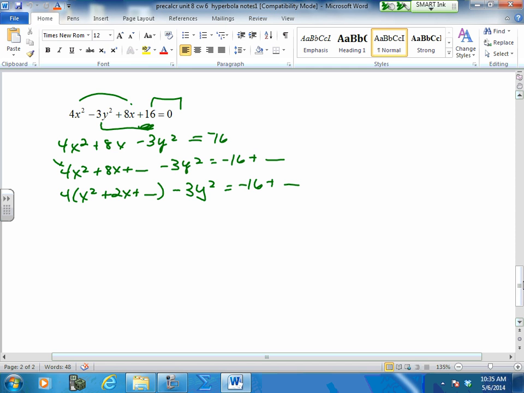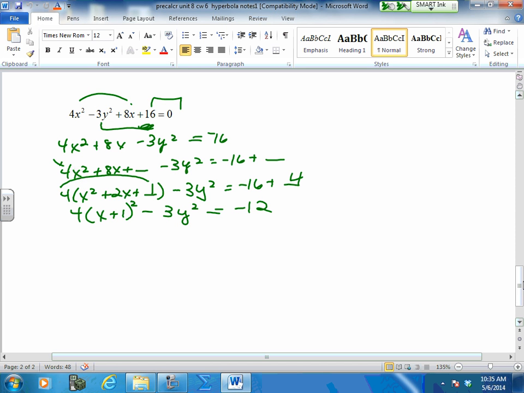Now, inside your parentheses, what's half of 2? 1. What's 1 squared? 1. But now remember, you're going to distribute to get this out of there. So 4 times 1 is 4. Minus 3y squared, bring this 4 down, equals negative 12.